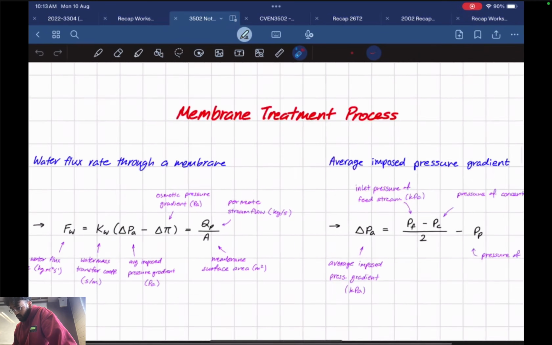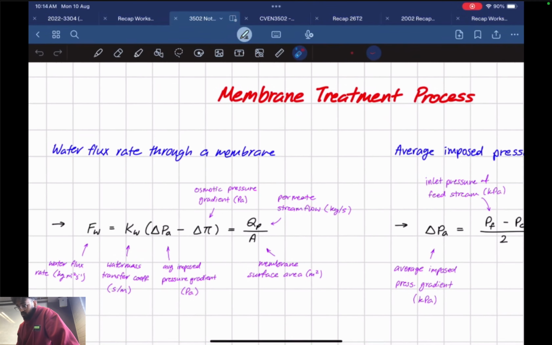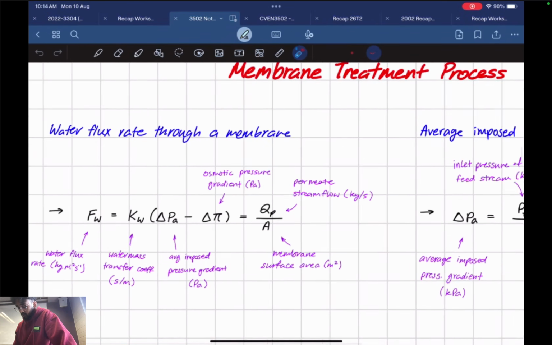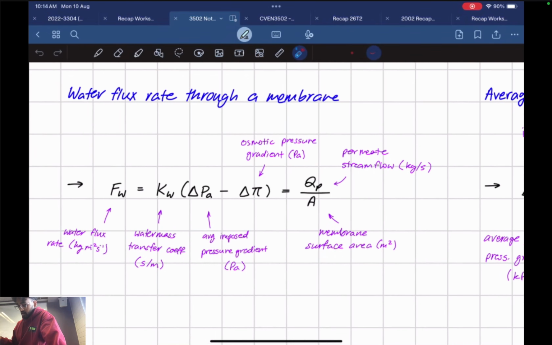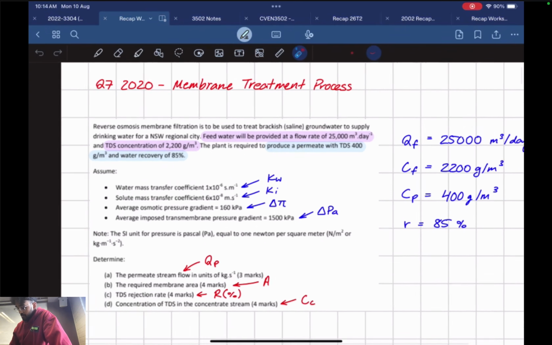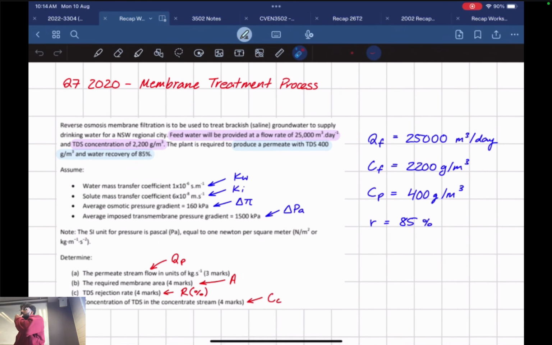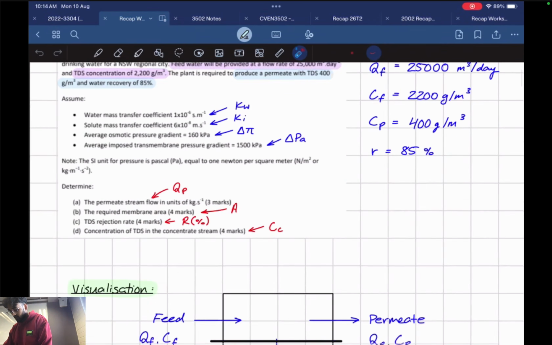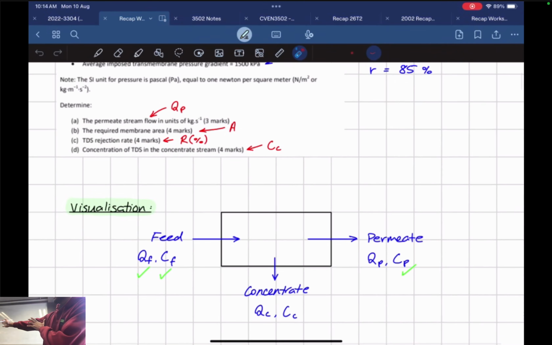So this is all to do with membrane treatment process. This is a key formula that we'll need. You've got water flux rate, our water mass transfer coefficient that I was talking about, our average imposed pressure gradient, and this equation here is also equal to QP over A, where QP is our permeate flow. For membrane treatment process kind of questions, it's good to have a visualization. So I've made a visualization over here.